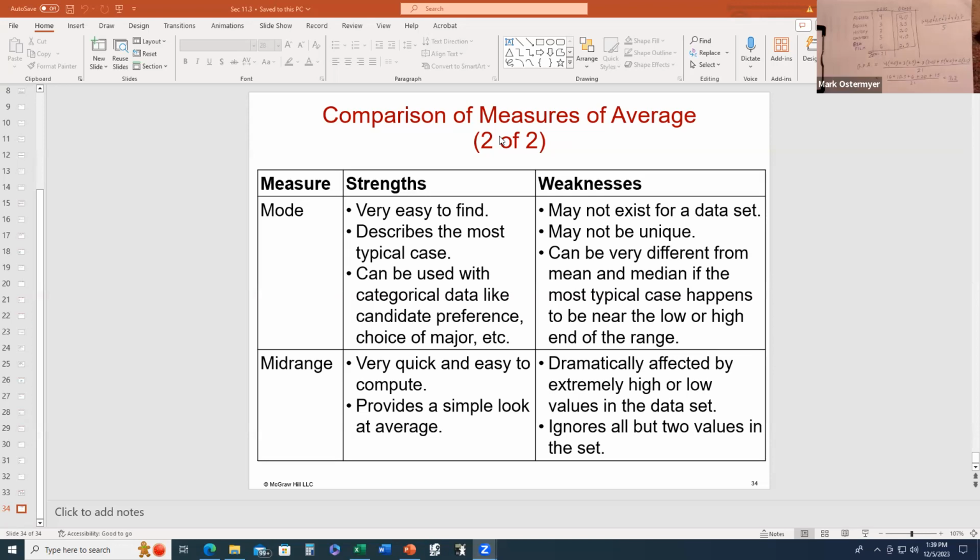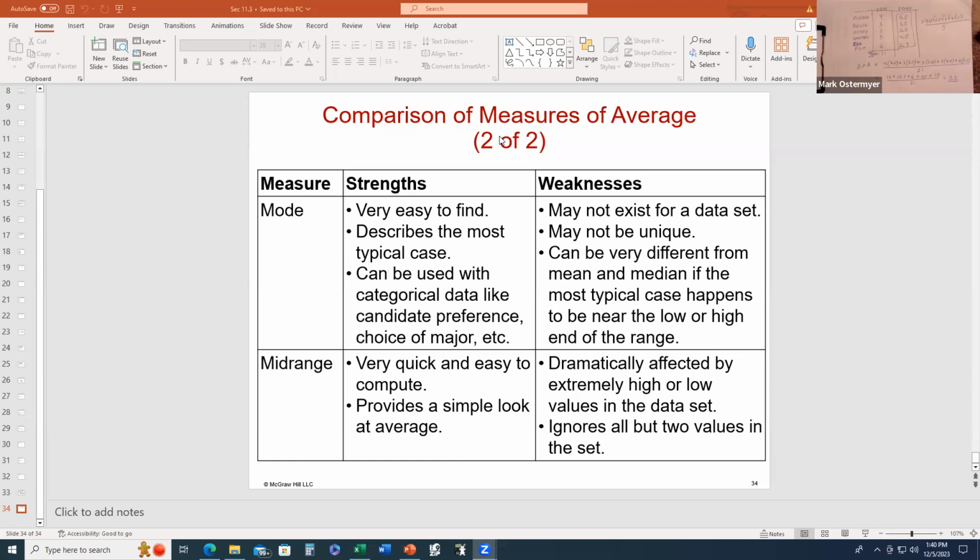What's the weakness of the mode? Well, some data sets may not have a mode. The mode may not be unique. There could be more than one mode. Then it makes it more difficult to determine what the center of the data set is if you have like 3 or 4 modes. The mode can oftentimes be different than the mean and median of a data set, which leaves you with your mouth agape wondering, what is the mode really telling me in this data set? Is it telling me where the middle of the data set is? So the mode is not without faults either.